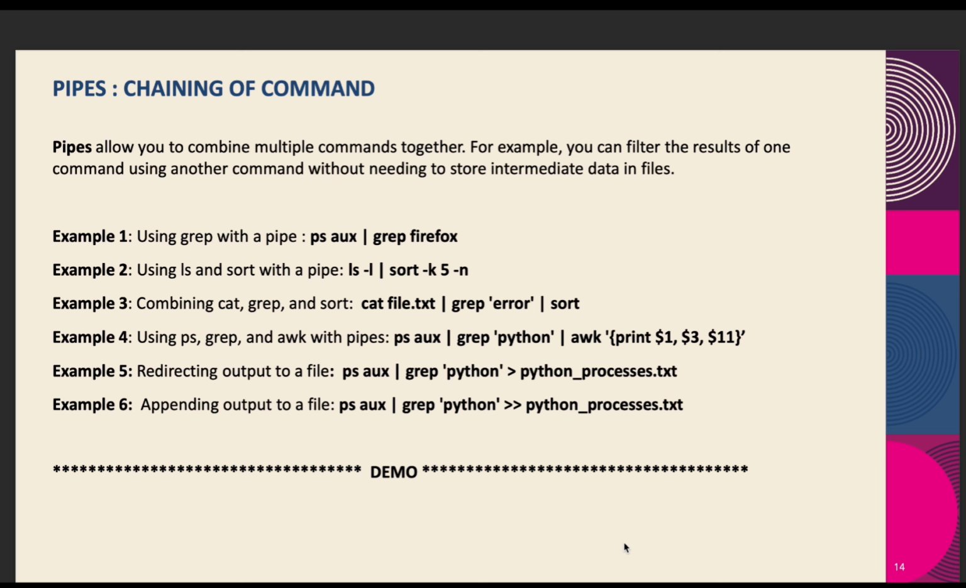So the first command is ps aux. This will list down all the running processes in the system. ps will show the running processes of the current user, but when you do ps aux, it will list down all the running processes throughout the system. And then if you add the pipe grep Firefox, it will list down all the running processes with a name containing the word Firefox. So it will filter the running processes with the name Firefox.